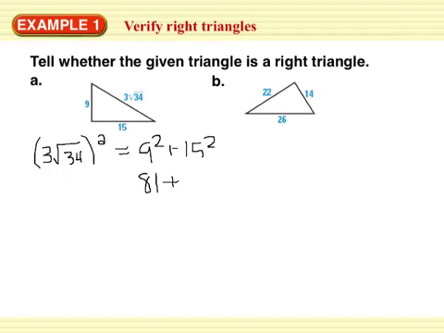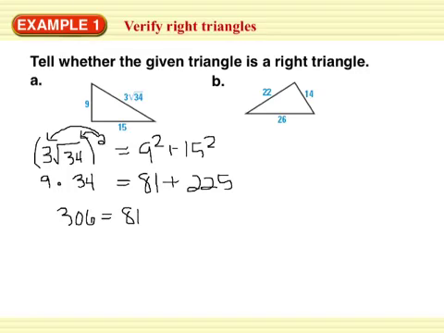15 squared. Okay, to square 3 square roots of 34, you sort of distribute this square. So we get 3 squared, which is 9, and the square root of 34 squared is 34. 9 times 34, 306. And does that equal 81 plus 225? Yep.